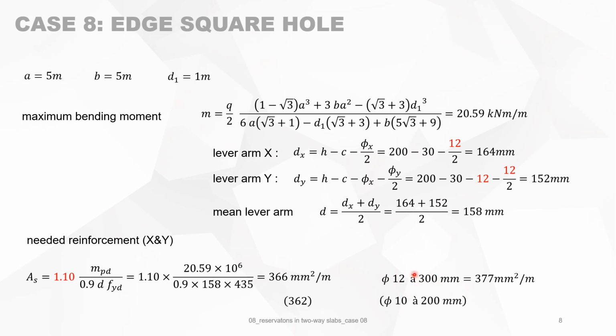Now, this is not very wise because the slab is only 200 millimeters and the distance between the reinforcement is 300 millimeters. It's still okay, but maybe we prefer a smaller gap between the reinforcement. So we can use diameter 10, then we adapt the lever arm, we recalculate it, and you have 362. So a diameter 10 every 200 millimeters is fine. So preferably we take 5 diameter 10 per meter instead of the diameter 12 every 300 millimeters.